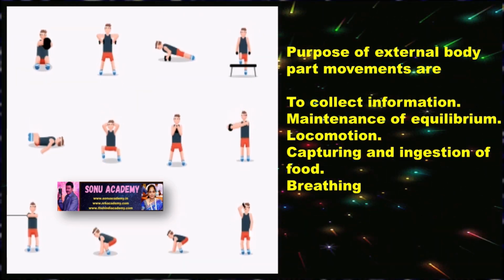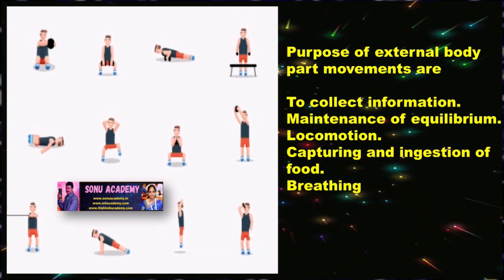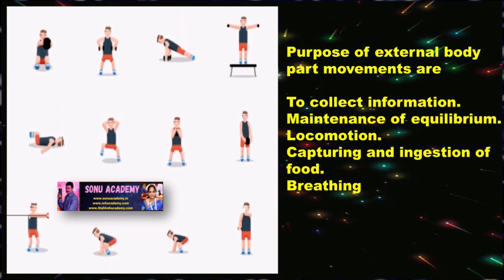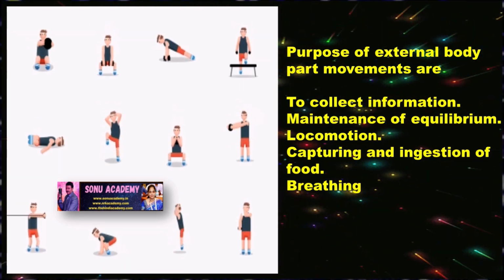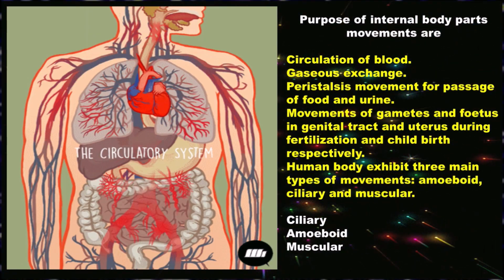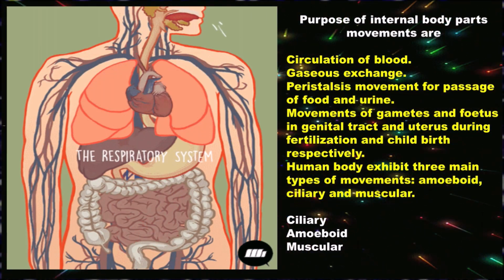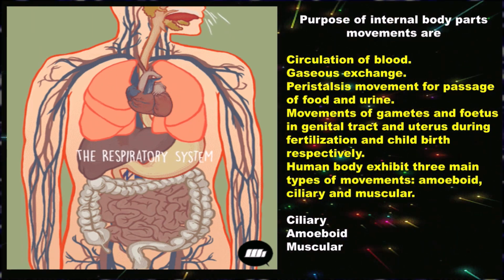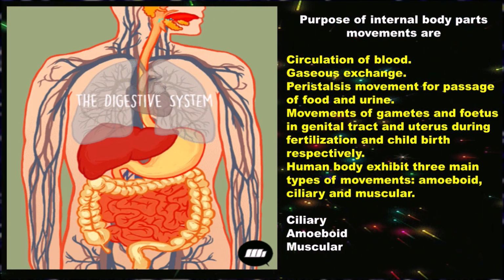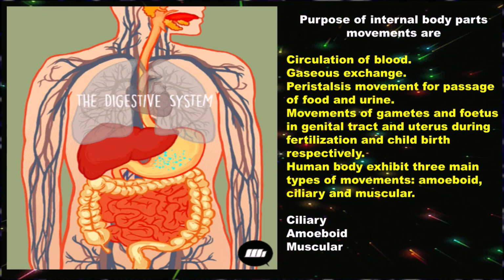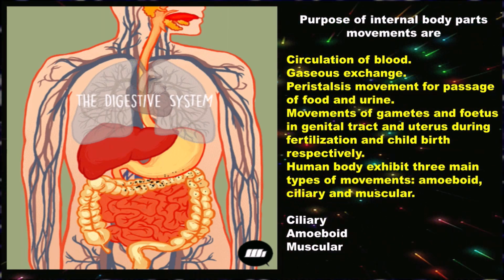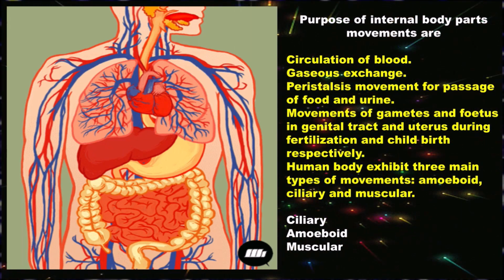Children, let us discuss the purpose of external body part movements. They are collecting information, maintenance of equilibrium, locomotion, capturing and ingestion of food, breathing, etc. Now children, let us see the purpose of internal body part movements: circulation of blood, exchange of gases, peristalsis, movement of passage of food and urine, movement of gametes and fetus in the genital tract and uterus during fertilization and childbirth respectively.